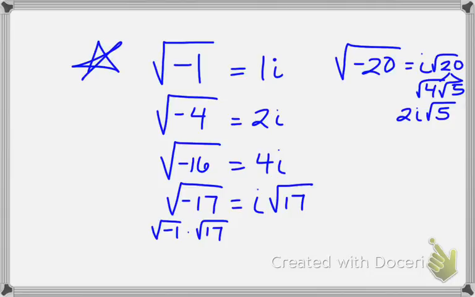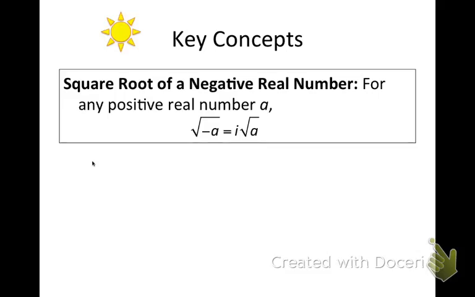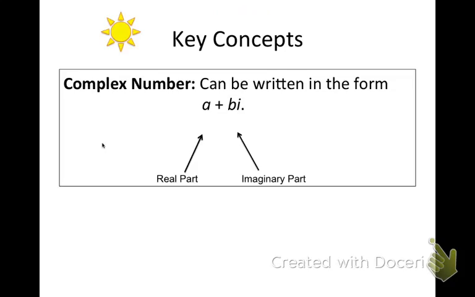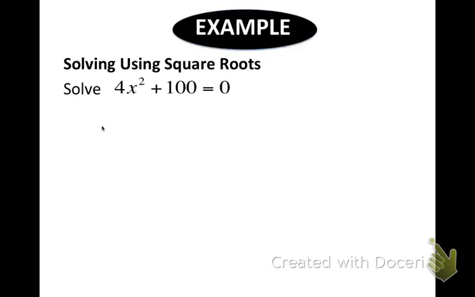And now all we're going to need to do is rewrite our answers with an i in it. Okay? So processes are not changing. It's just the way your answer looks is going to be different. So we already went through all of these. So let's go ahead and do some solving. 4x squared plus 100 equals 0.